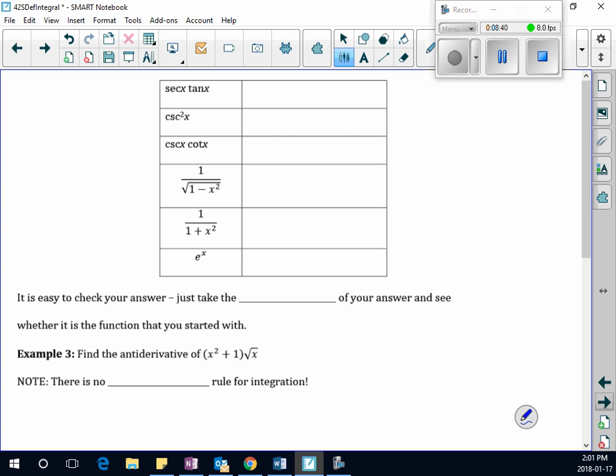Did I add it to my table? Yeah, I did. Right there. I just don't have it here.